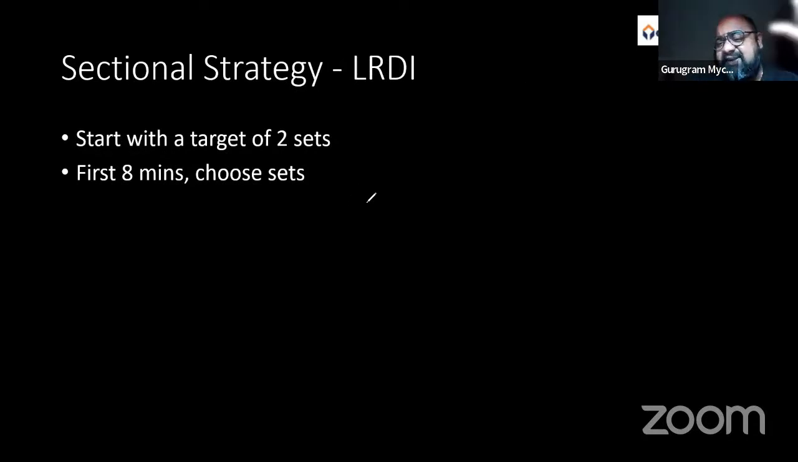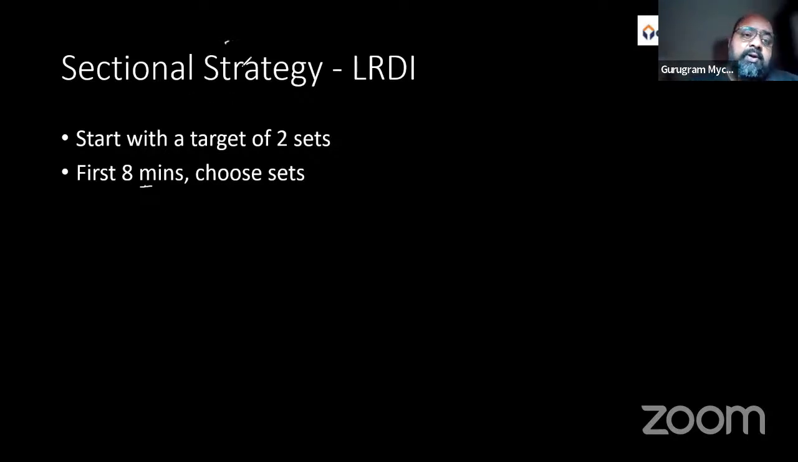Second, for the first 7-8 minutes, spend time choosing the set. This is the best time that you can invest. There is no problem with it. If you're able to do it early or faster, not a problem. For anyone who is struggling choosing the sets, you can spend up to 8 minutes choosing a set. It is not a problem at all.